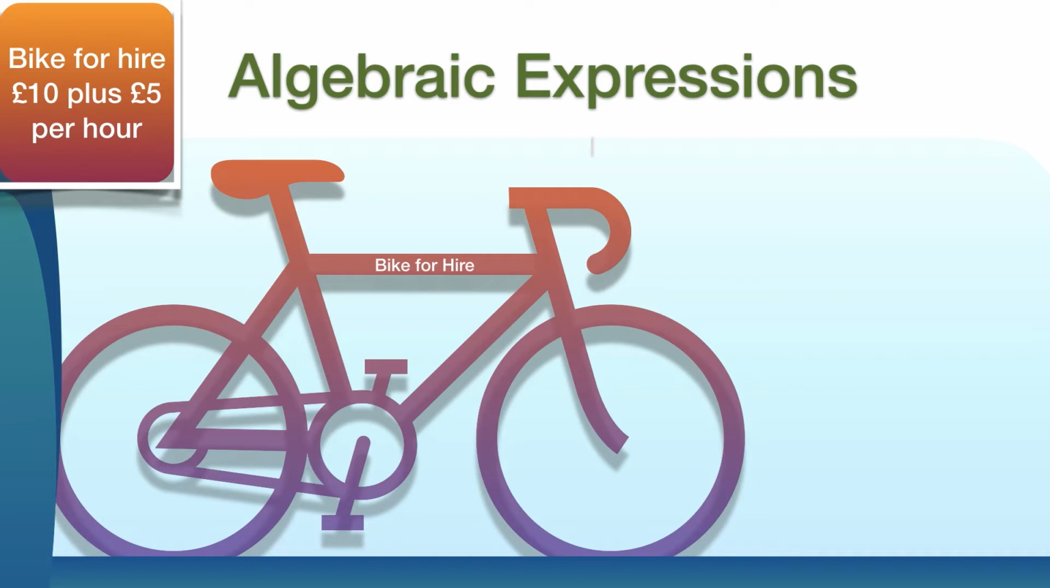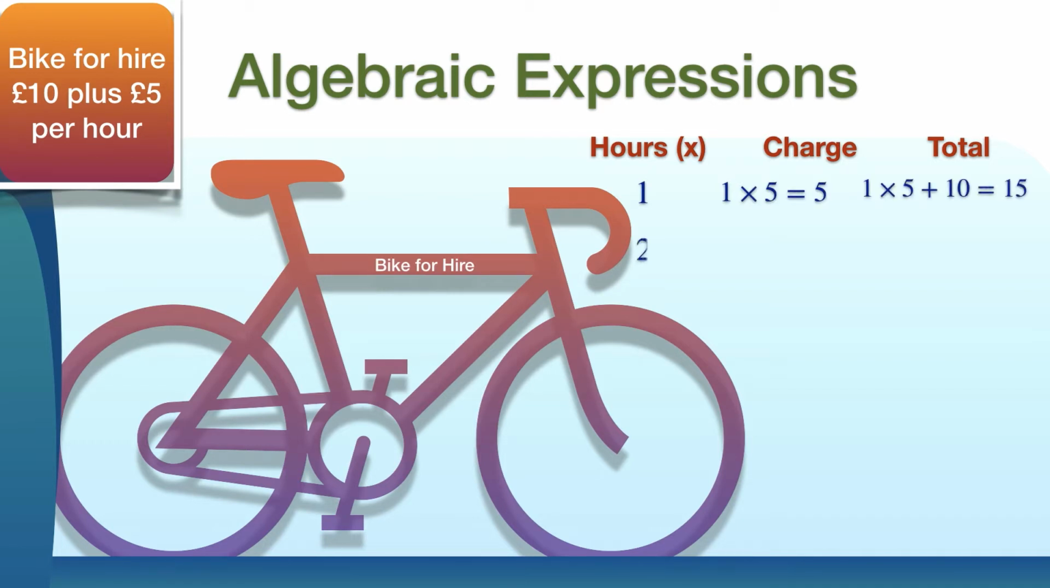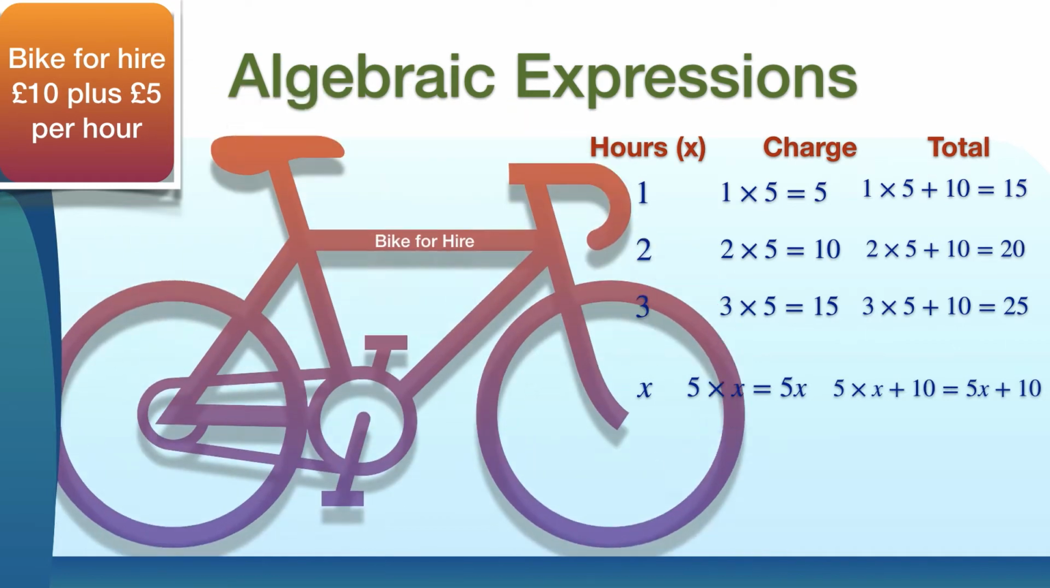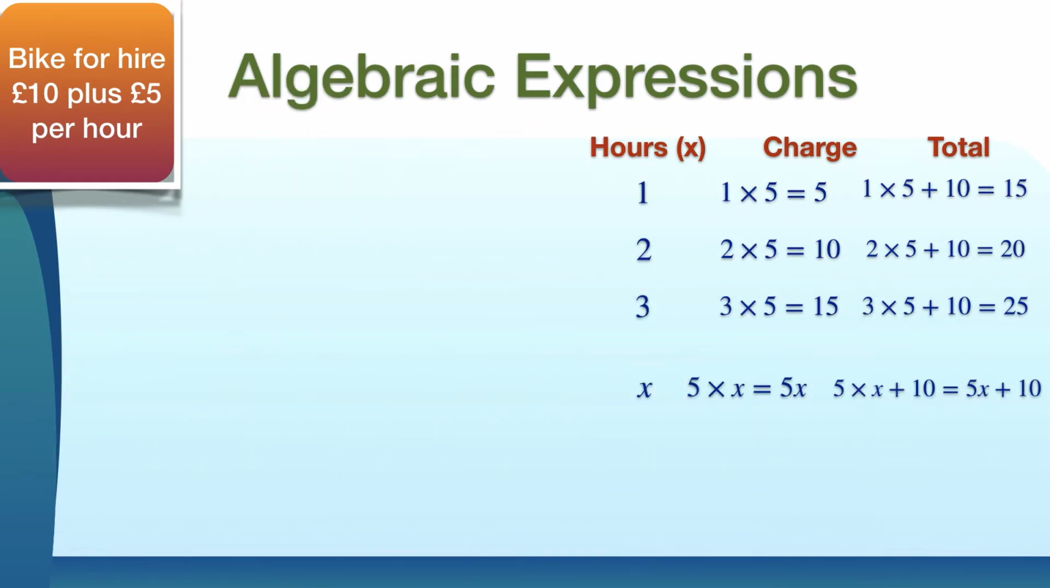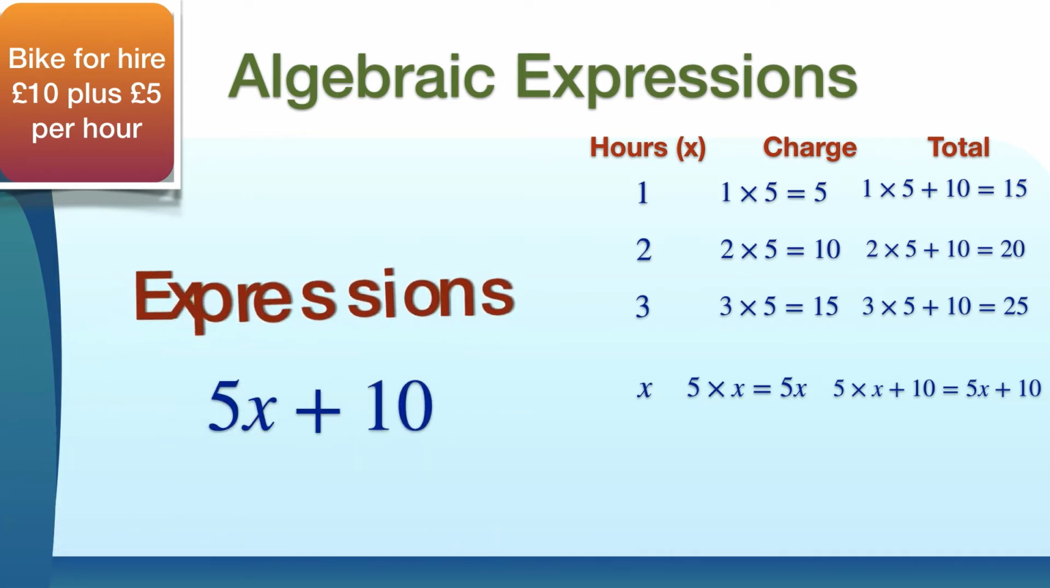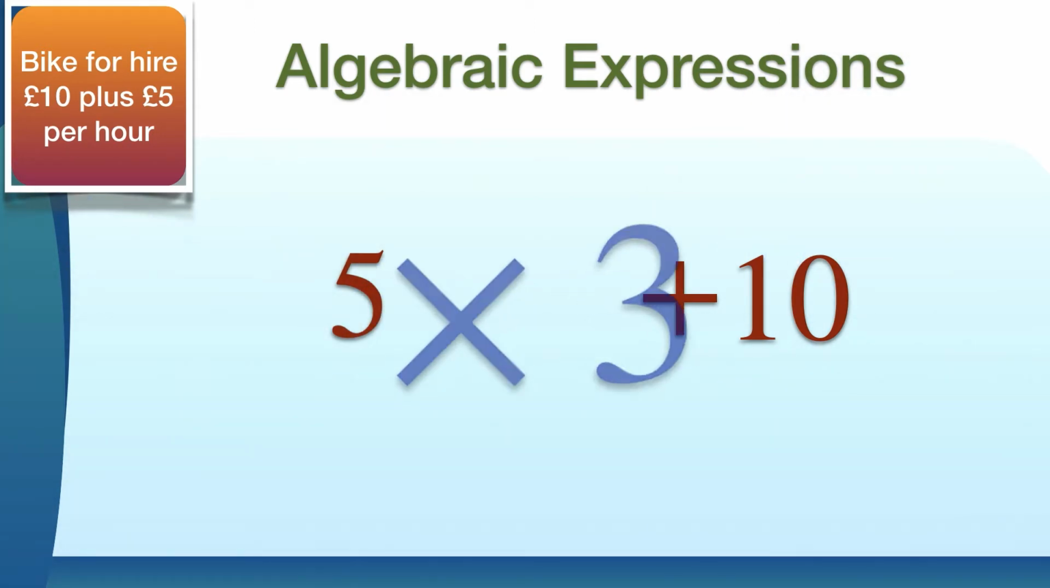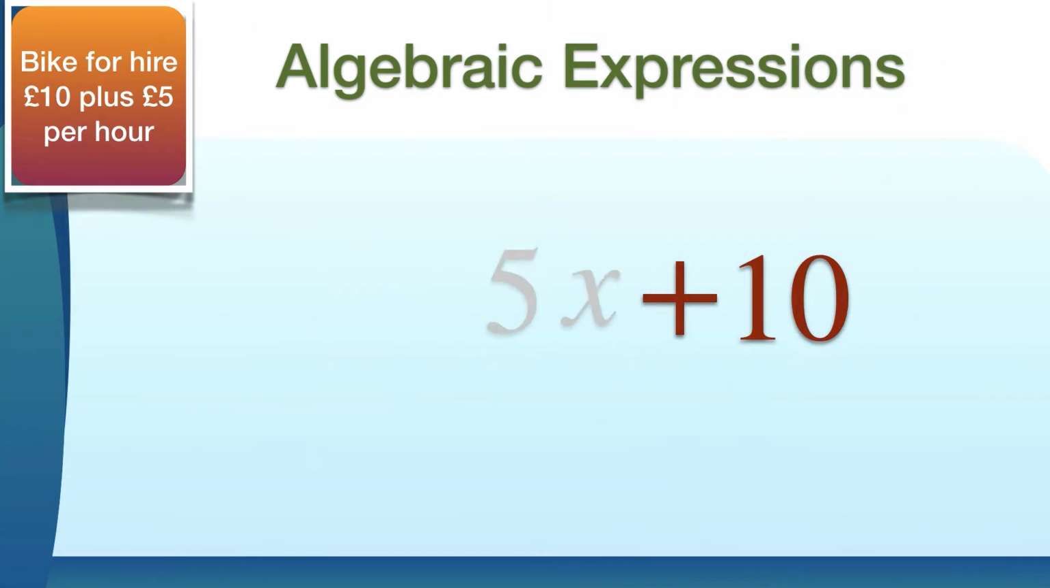Let's say the cost of hiring a bike is £5 per hour and a fixed cost of £10. If we hire the bike for 1 hour, we pay a total of £15. And if we hire the bike for 2 hours, then we have to pay £20. Now, if we denote the number of hours with letter x, we can begin to generalize the cost of the bike hire. This will be an algebraic expression 5x plus 10. This expression can tell us the total cost of the hire for any number of hours x, as x can represent any number of hours in this expression.